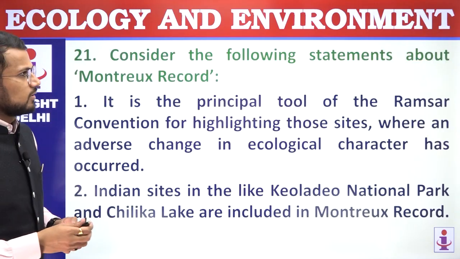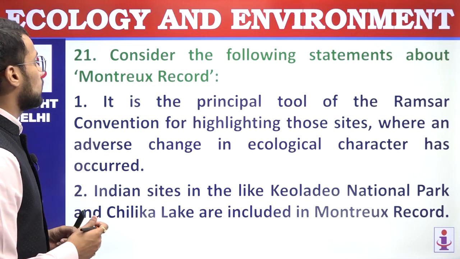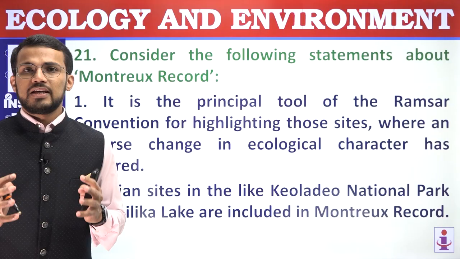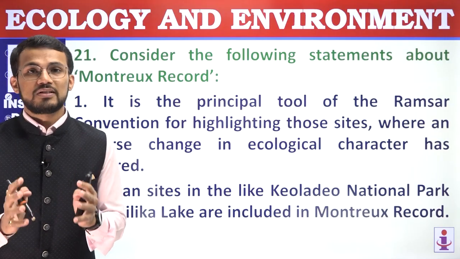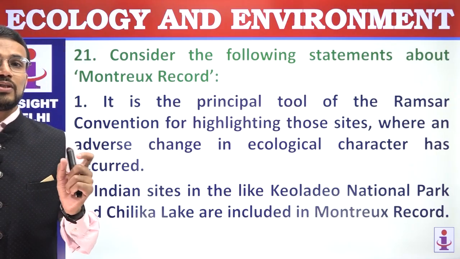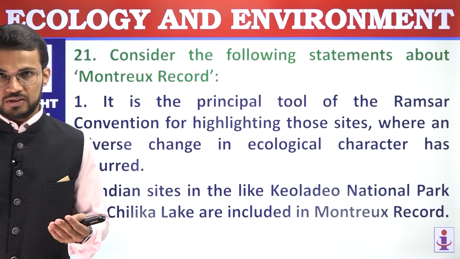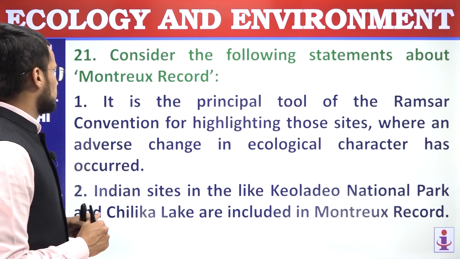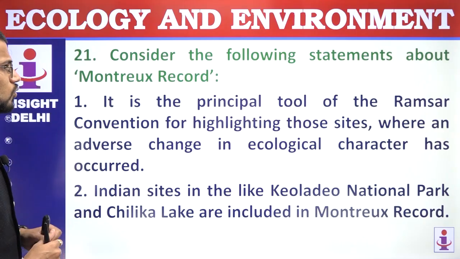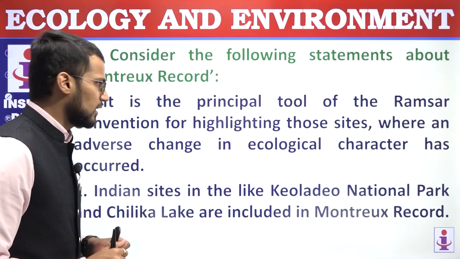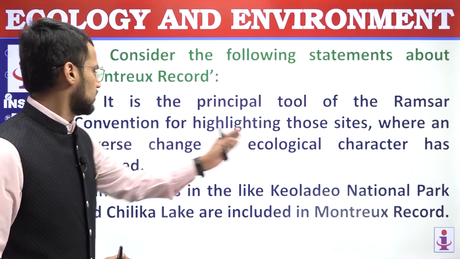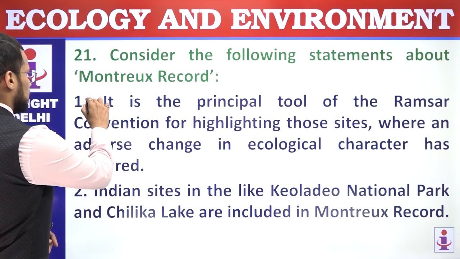Consider the following statements about Montreux's record. So what is Montreux's record? Montreux's record is a kind of list of those Ramsar sites where the ecological characteristic of the Ramsar site is not being maintained. Fine. So let us consider the statements regarding Montreux's record. First, it is the principal tool of the Ramsar Convention for highlighting those sites where an adverse change in the ecological character has occurred. Correct statement, right?